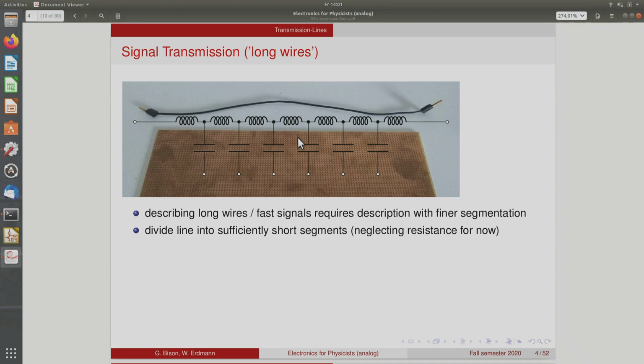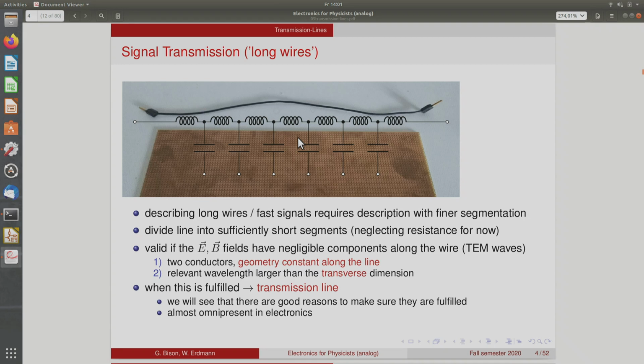So the other condition is that the relevant wavelengths that you're considering must be much larger than the transverse dimension of your conductor. I mean, if you have extremely fast signals, like if you consider going towards microwaves or light even, then it doesn't really care about the conductors, right? It'll just go through in straight lines and do whatever it does. But if the wavelength of your wave is large compared to the dimensions of your conductor, then the wave is guided by the conductors, okay?